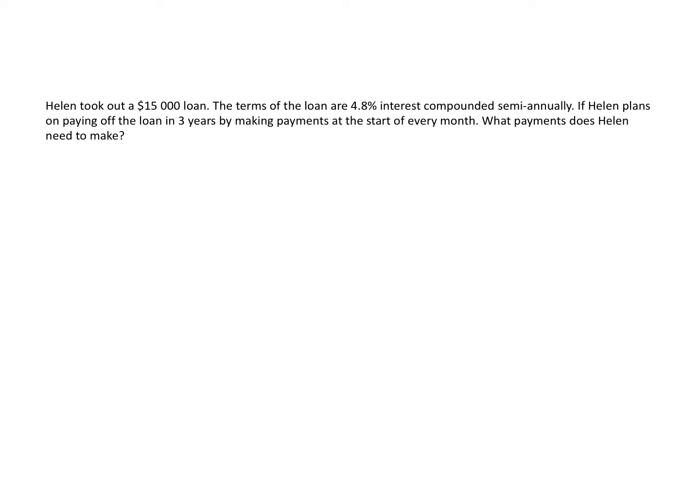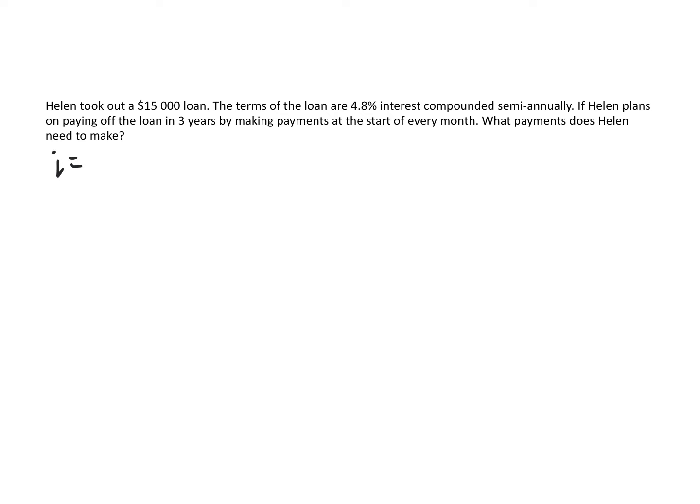Now this example, Helen's taken out a $15,000 loan and we're trying to figure out the payments. The loan has interest compounded semi-annually, but she's paying at the start of every month. So the compoundings are different, so we're going to have to find C and find our I2. We have to modify our I, our interest. Now again, it's a start of every month. That means it's an annuity due. So let's get into it.